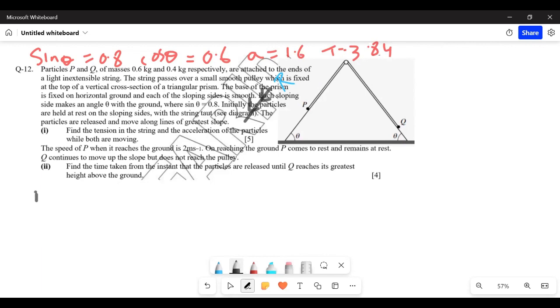So for P, U is 0 and the final speed when it reaches the bottom is 2. And also we know the acceleration of the connected particles is 1.6. Okay. Now I will ask you to find the final speed before it hits the ground. So what is going to be?